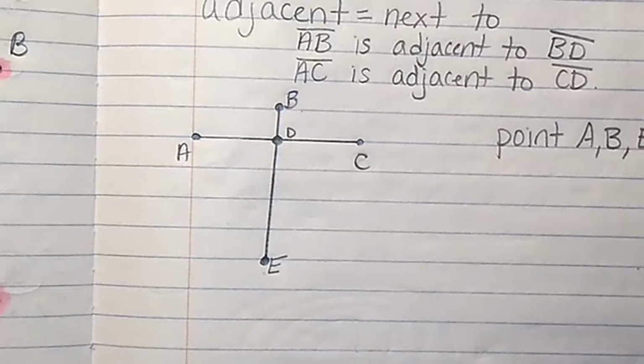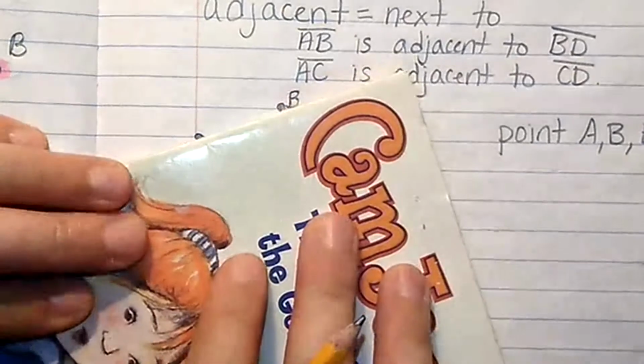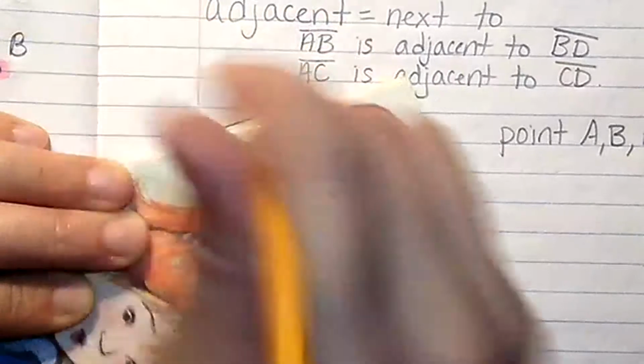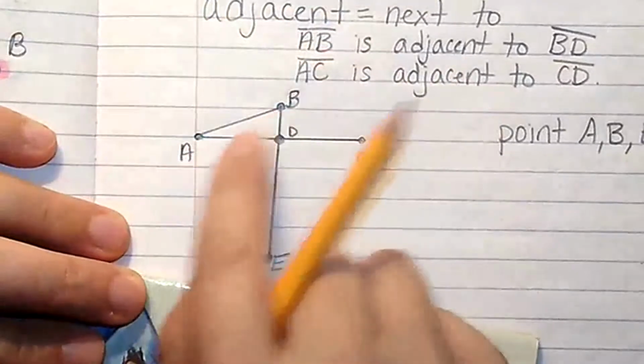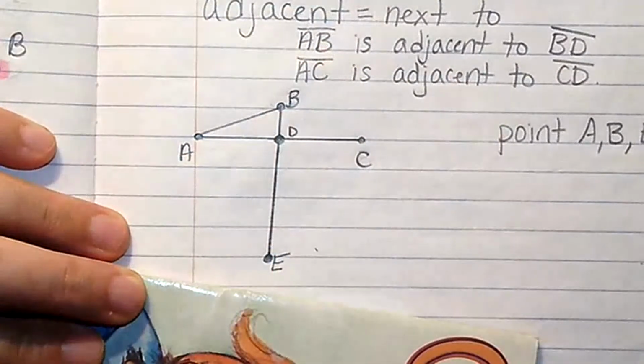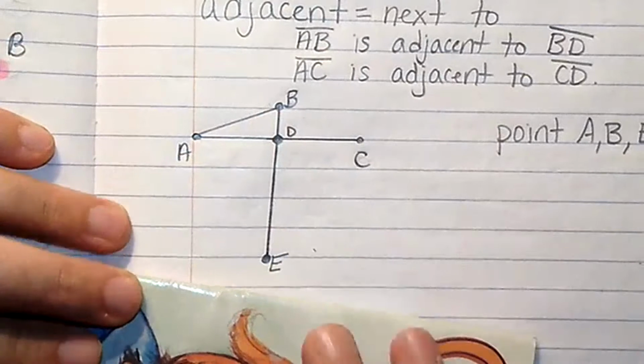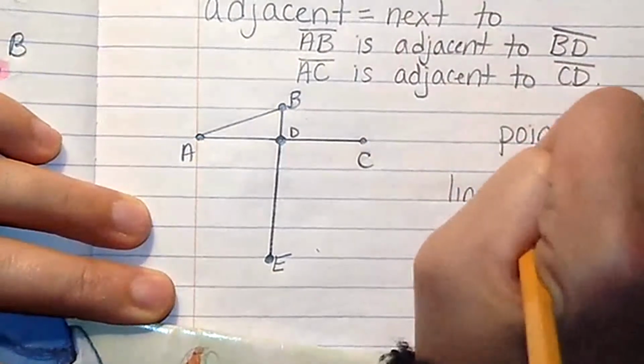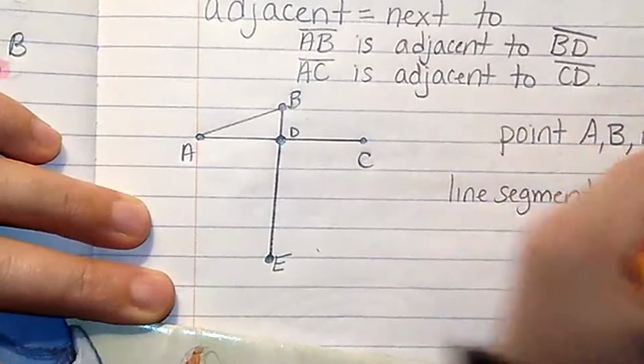Now, if I connect some of these, I could make some line segments. So I'm gonna connect A to B. Does this make a line or a line segment? It makes a line segment. It's just a chunk of a line. So I have line segment AB.